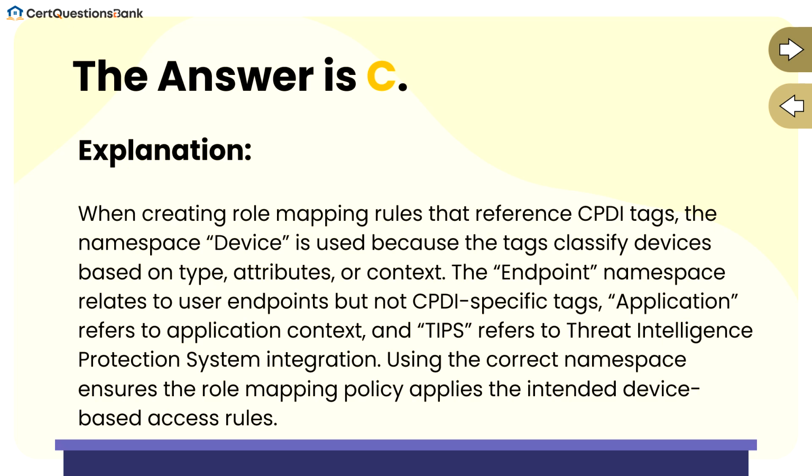When creating role mapping rules that reference CPDI tags, the namespace Device is used because the tags classify devices based on type, attributes, or context. The Endpoint namespace relates to user endpoints but not CPDI-specific tags. Application refers to application context, and Tips refers to threat intelligence protection system integration. Using the correct namespace ensures the role mapping policy applies the intended device-based access rules.